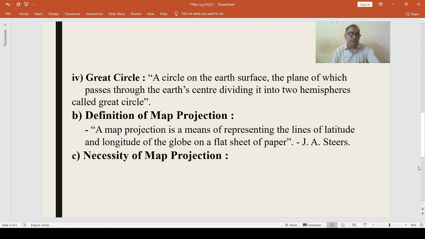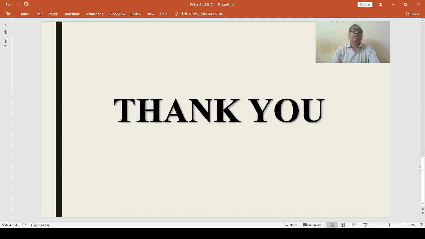The necessity of map projection arises. Thus, the disadvantages of a globe are eliminated to some extent on a map. Therefore, it is necessary to construct a map projection for various purposes. Okay, thank you. The next part will be continued.